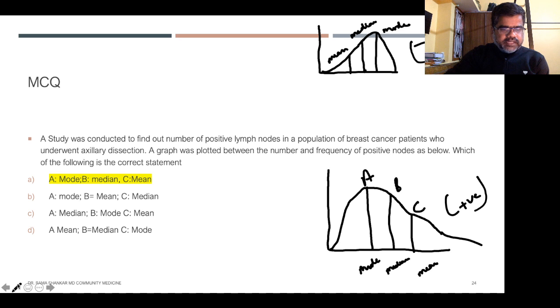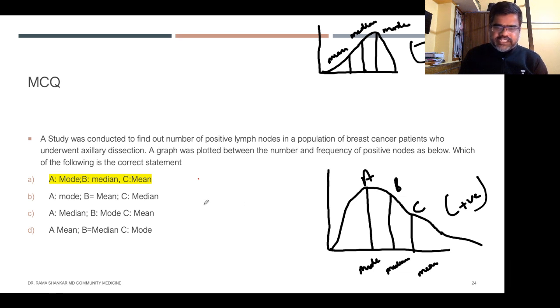Oh wait, let me use the pen. Yes, then I will be able to write. So if the answer is A, B, C, what does it mean? C is mean. And C is mean, B is median, A is mode.